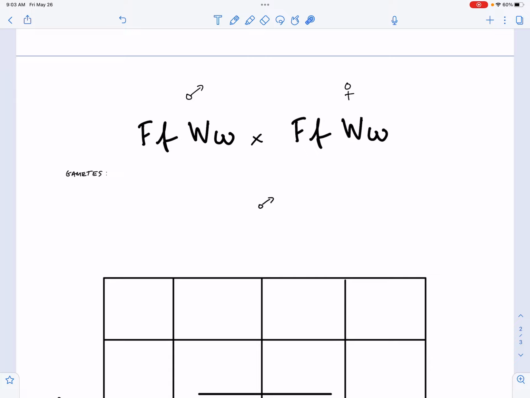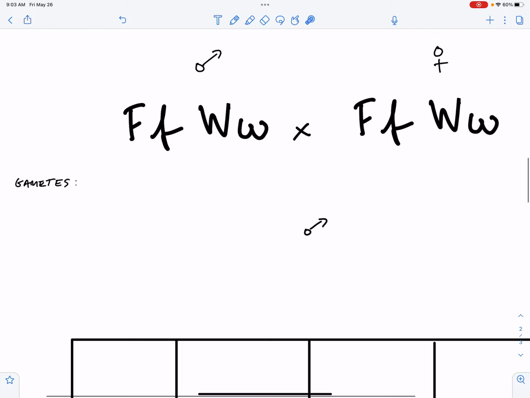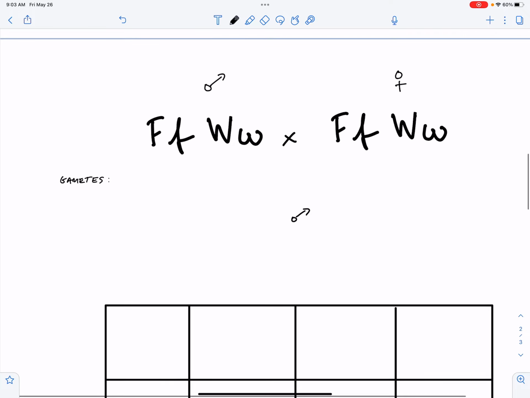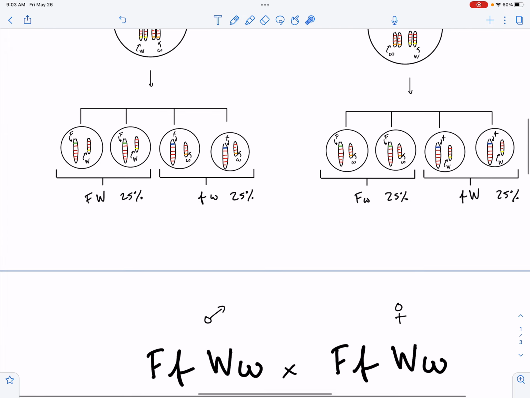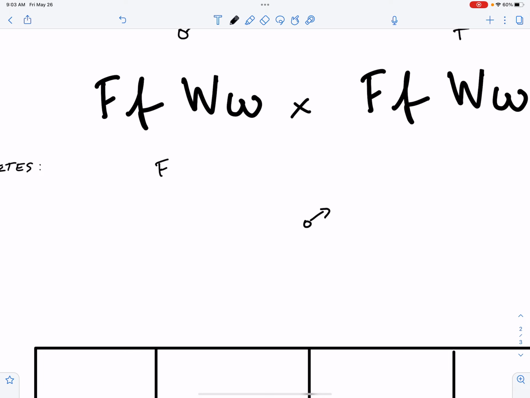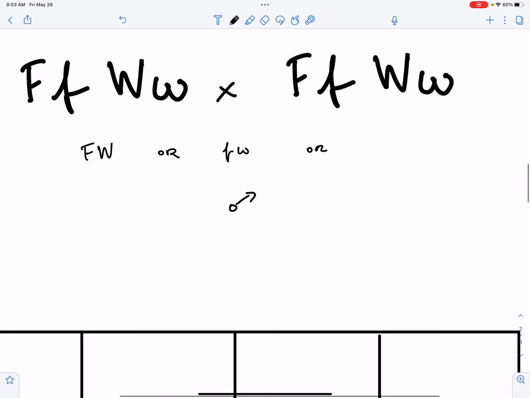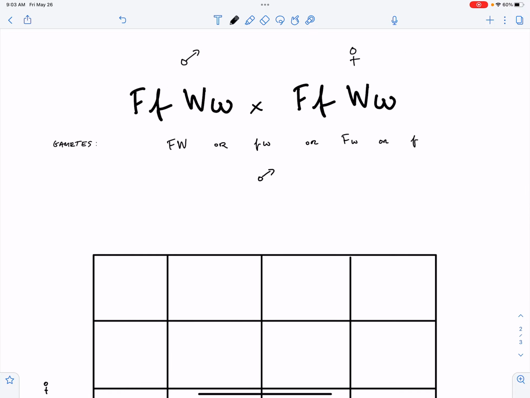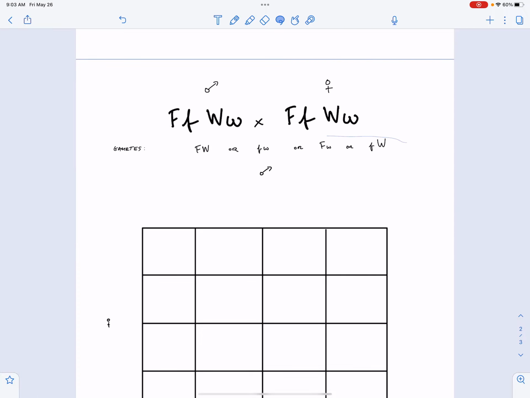and look at their genotype and examine the gametes that they can produce. So both of these people are heterozygous for both of these genes, and as we just discussed above, they can produce all of these different gametes. So these two people can both produce capital F, capital W gametes, or lowercase, lowercase, or uppercase, lowercase, or lowercase, uppercase.